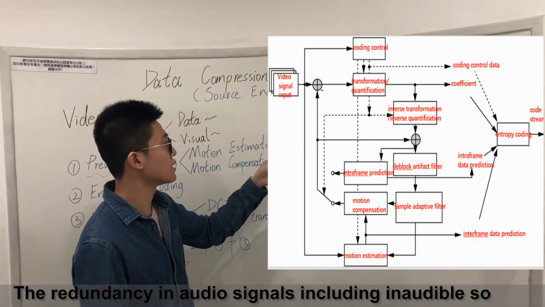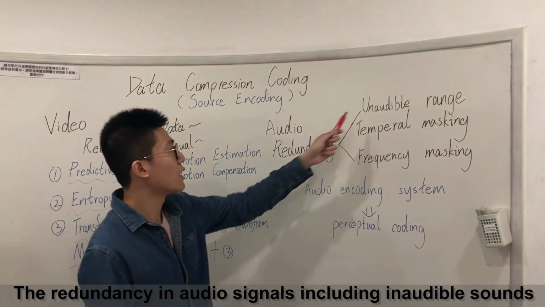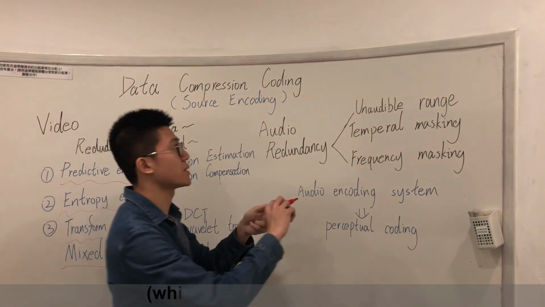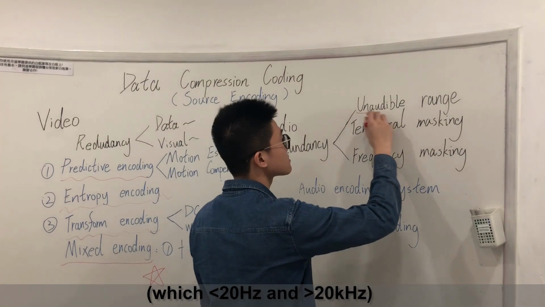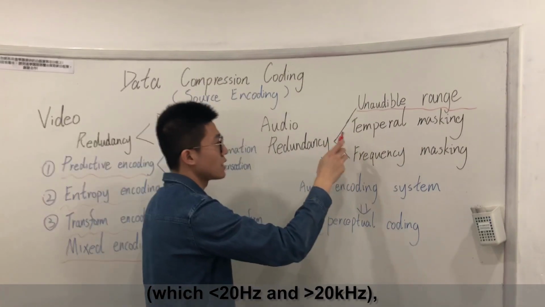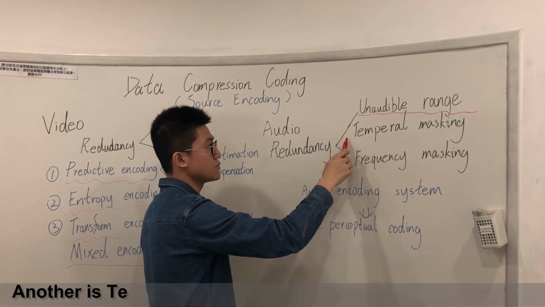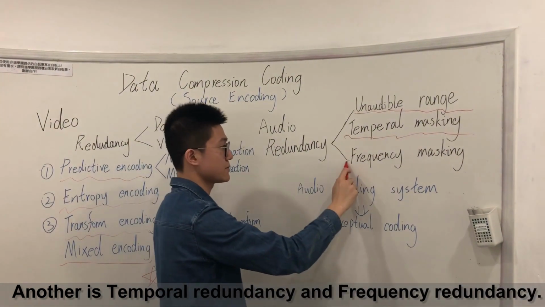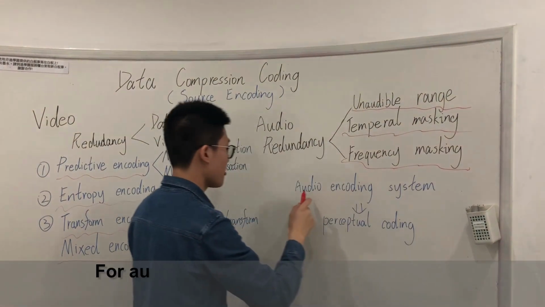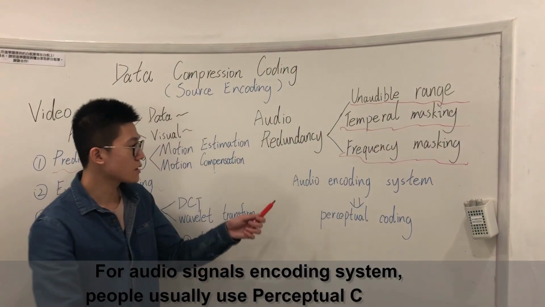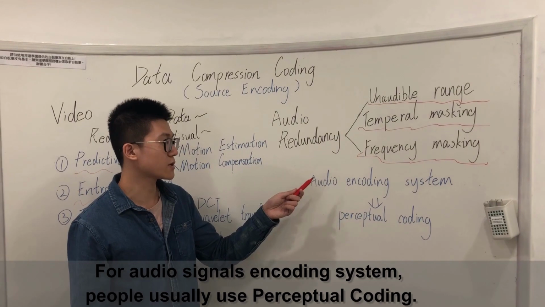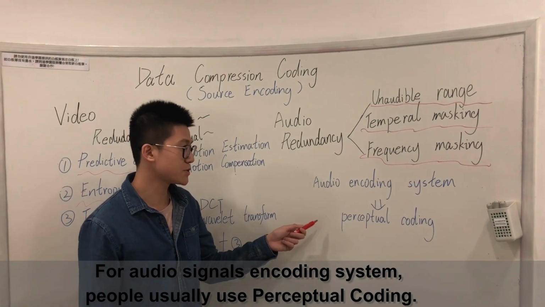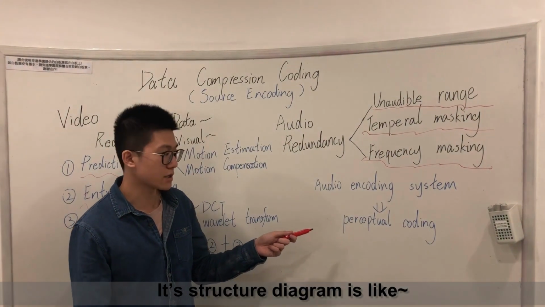The redundancy in audio signals includes inaudible sounds, those below 20 Hz and above 20,000 Hz. Another is temporal redundancy and frequency redundancy. For audio signal encoding systems, people usually use perceptual coding. Its structural diagram is like this.